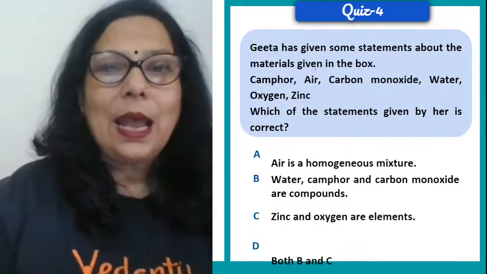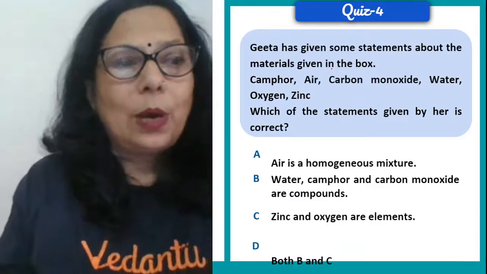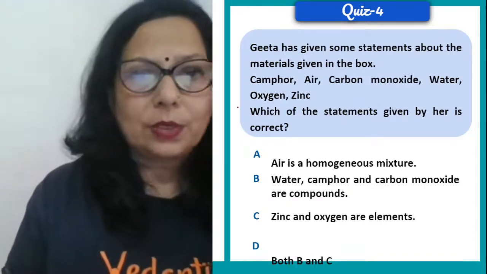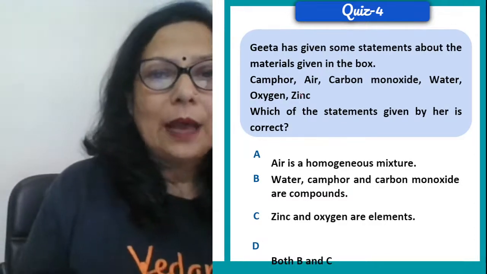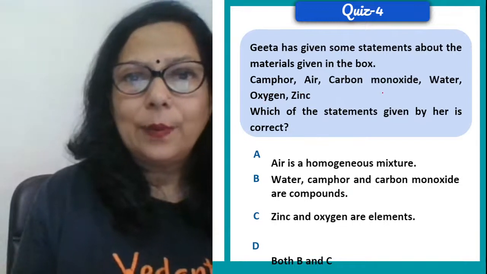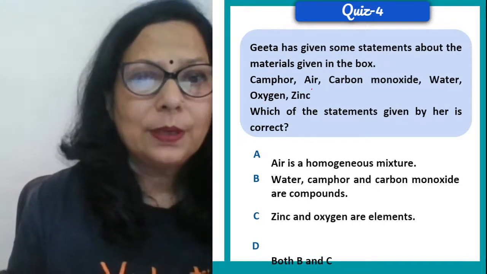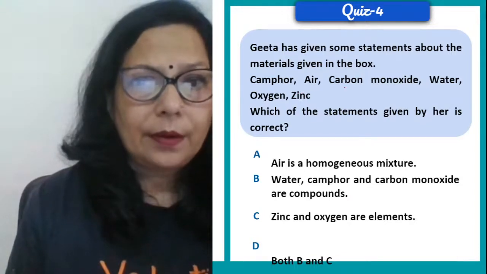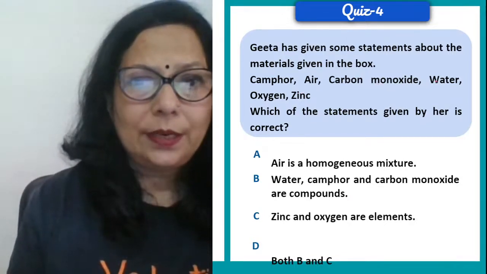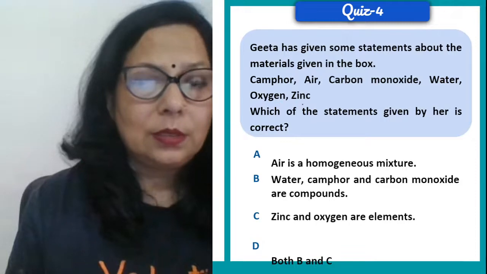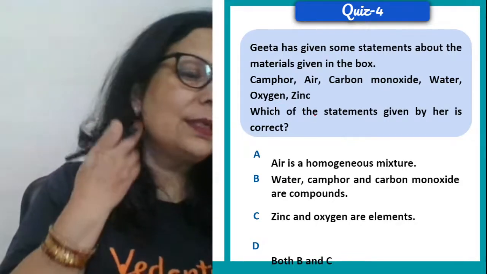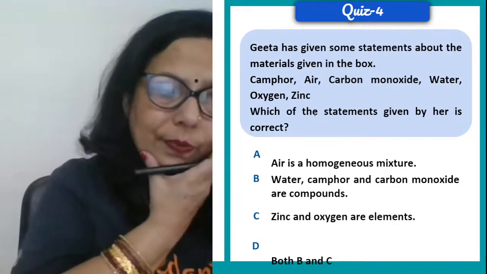Next, Geeta has given some statements about the materials given in the box: camphor, air, carbon monoxide, water, oxygen, zinc. Air is a homogeneous mixture.